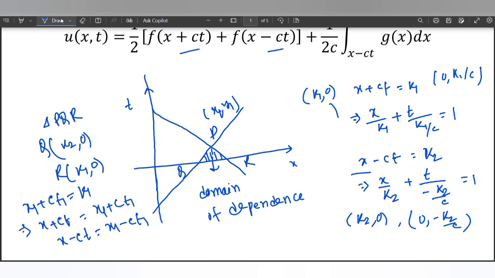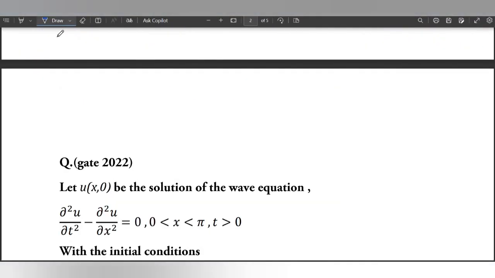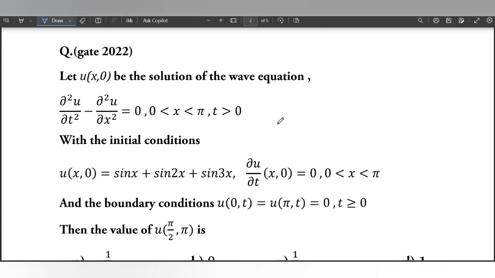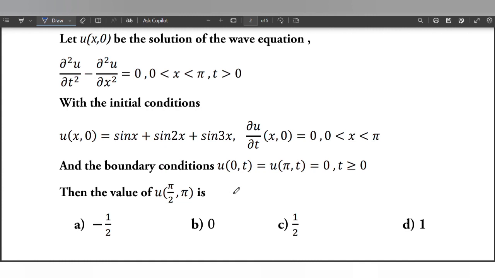Okay, now this is the question, GATE 2022. Let u(x, t) be the solution of the wave equation, this is the wave equation, with the initial conditions u(x, 0) and u_t(x, 0) equal to 0, and the boundary conditions u(0, t) and u(pi, t) equal to 0, t greater than or equal to 0. Then the value of u(pi by 2, pi) is this.